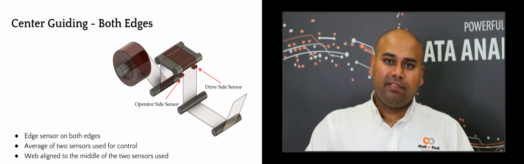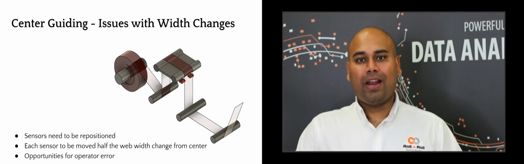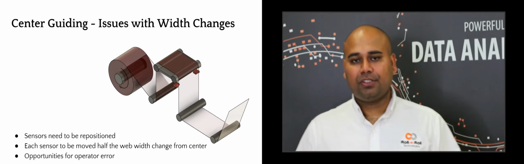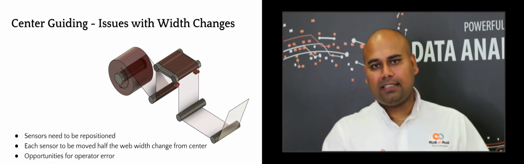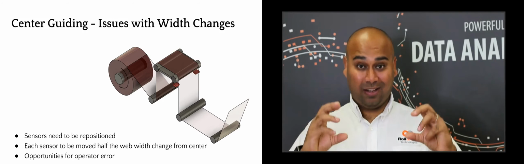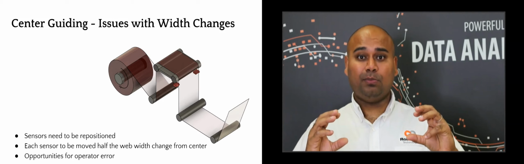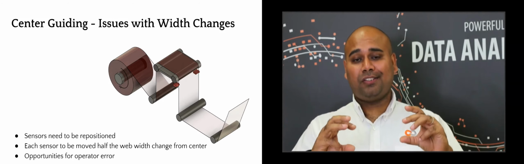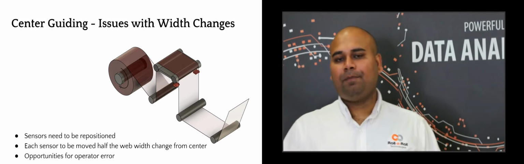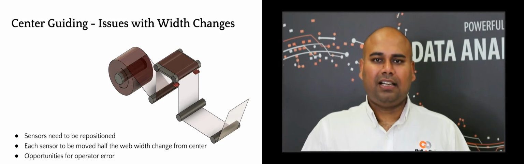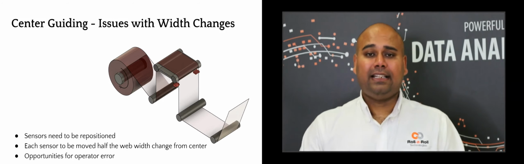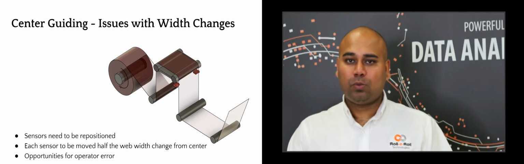Now, even with the center guiding application, when the web width changes, somebody has to move the sensors. And again, like a single sensor, you need to move it to the right location. And now you have two sensors that need to be moved. And then these two sensors have to be positioned exactly equidistant from the center line. All of this takes time, and if there is an error, then it causes downtime as well.